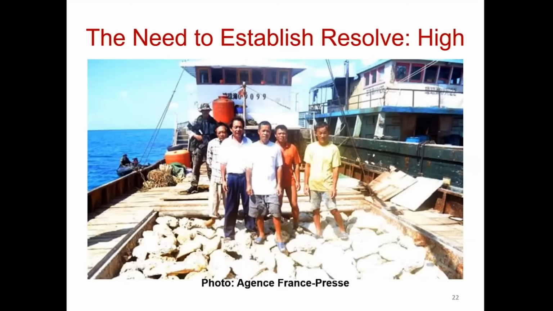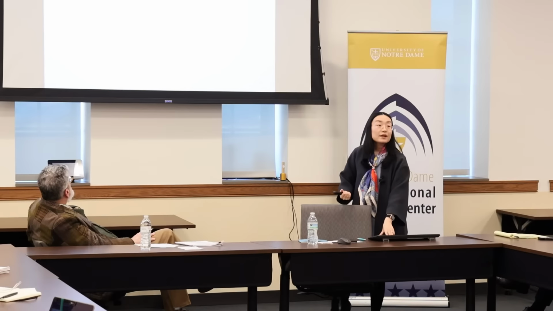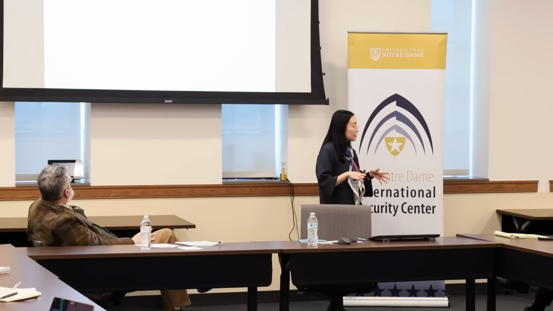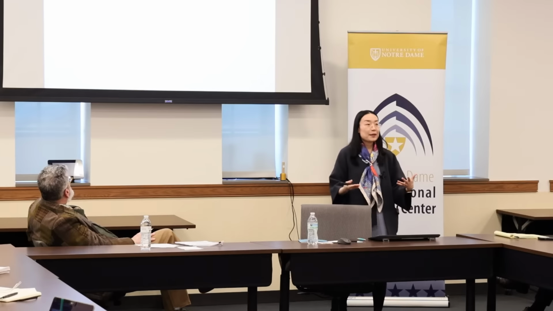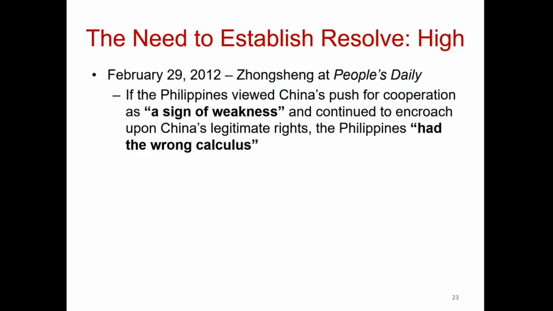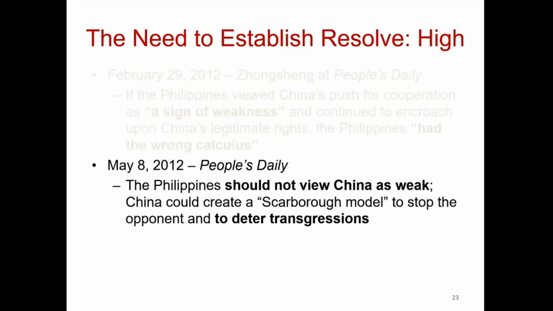And in addition, if we look at speech evidence, the logic of using coercion to establish resolve is pretty clear here. For example, this is one piece from a semi-official source, Zhongsheng at People's Daily, the Communist Party's paper, in February 2012, that noted that if the Philippines takes China's push for cooperation as a sign of weakness and continues to encroach upon China's legitimate rights, the Philippines is making a wrong judgment. And guess what? The Philippines did seem to have the wrong calculus.